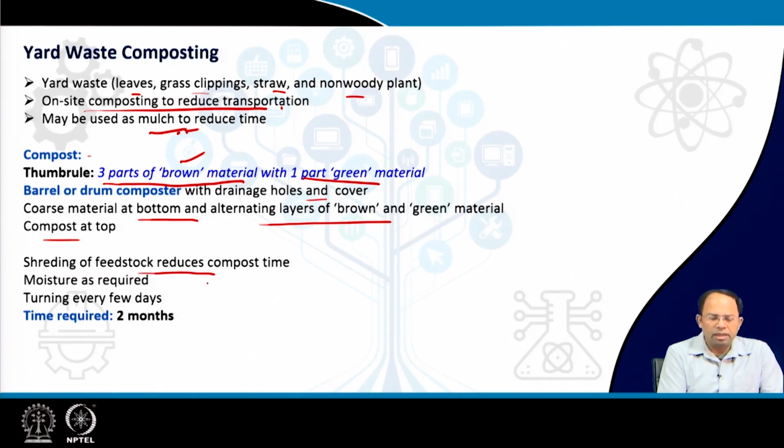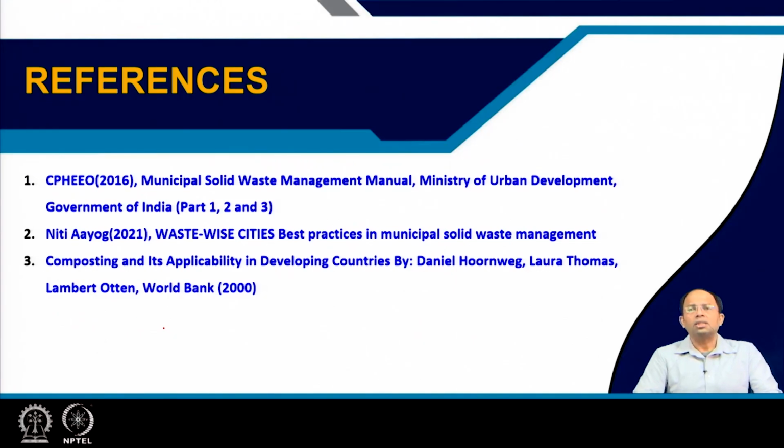Usually it is shredded. This will reduce the compost time. Moisture is added as required, and turning is done every few days. Total time required for compost production is around 2 months. So these are some of the references that you can study.